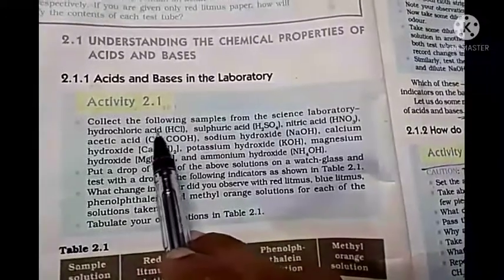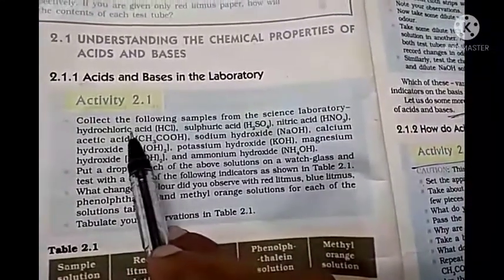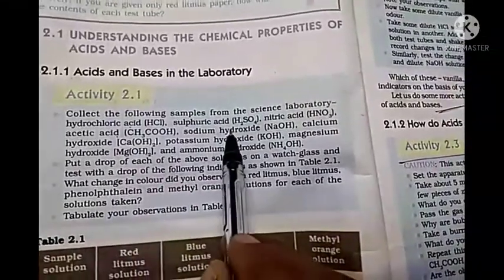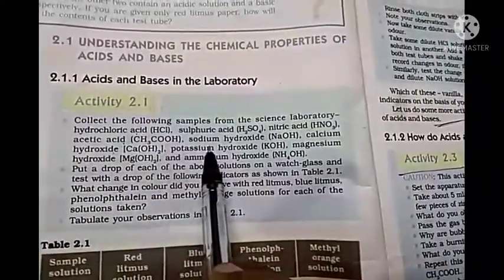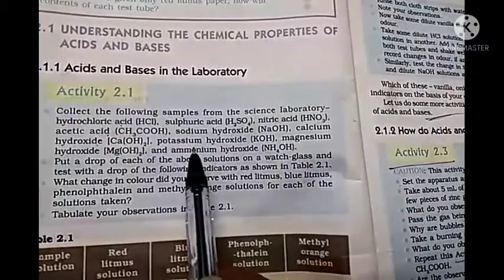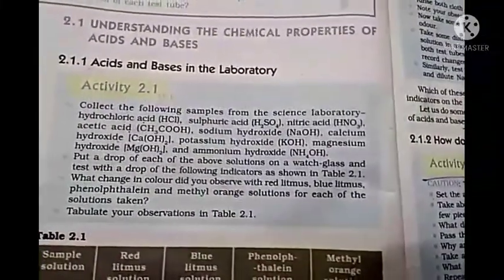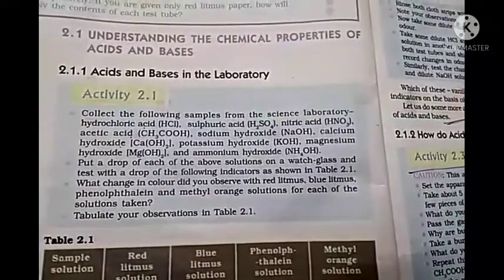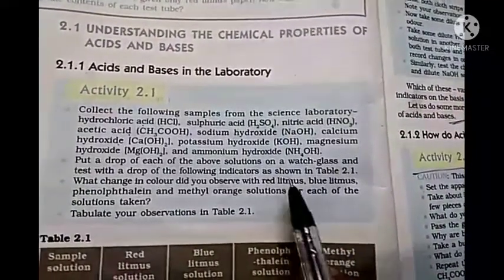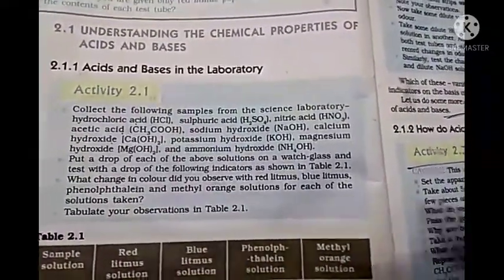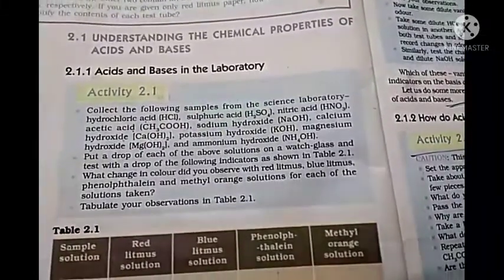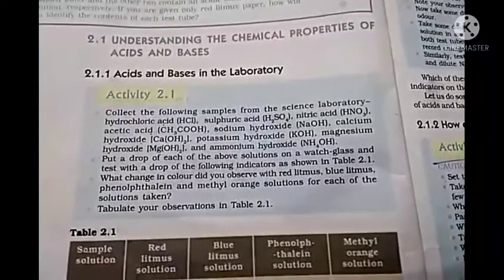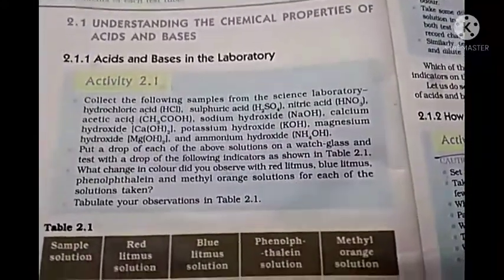We have to collect some samples like hydrochloric acid, sulfuric acid, nitric acid, acetic acid, sodium hydroxide, calcium hydroxide, potassium hydroxide, magnesium hydroxide and ammonium hydroxide. And we are asked to find out the nature of these solutions using red litmus, blue litmus, phenolphthalein and methyl orange indicators. Okay. So, the action of these chemicals on red and blue litmus papers we can see here.